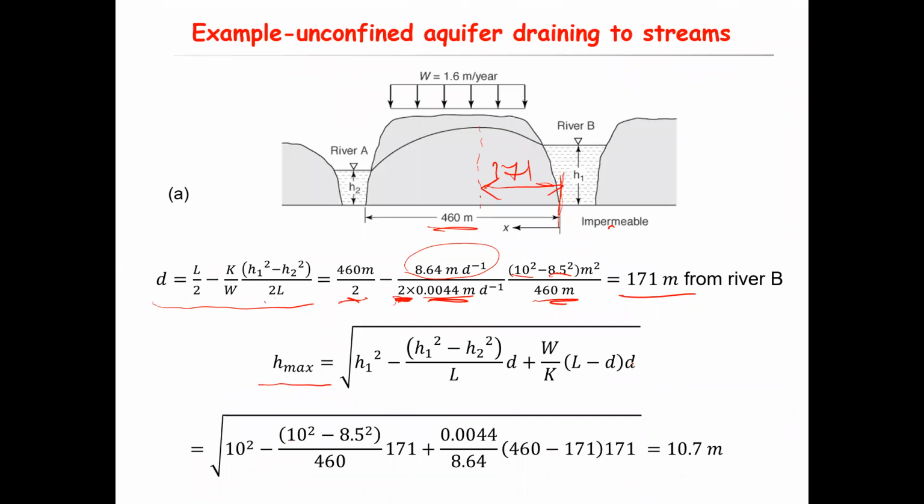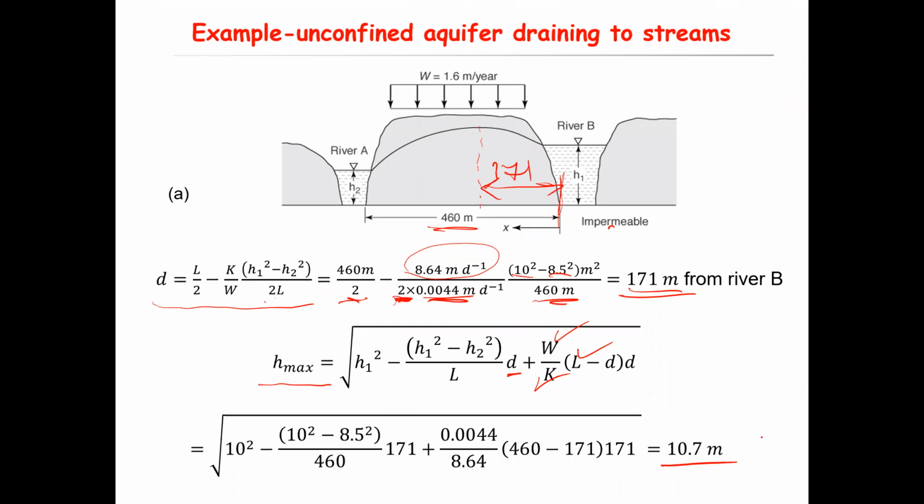And again, you have all these parameters. H1 you have, H2 you have, D you already calculated here, that is 171 meter. W given in the question, K given in the question, L given in the question. You just plug all the values here, and you will see H max will be equal to 10.7 meter. That will be the maximum elevation.